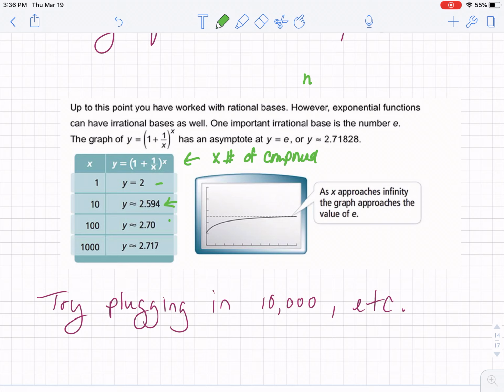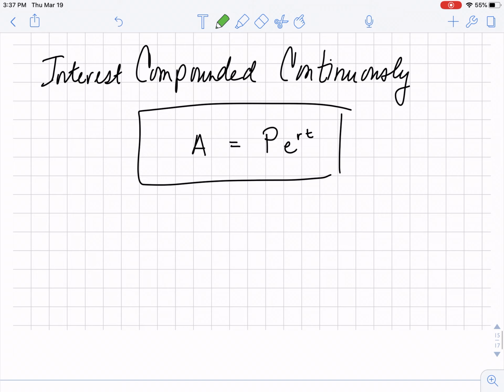Not much more. If I plug in 100, I only get that. If I plug in 1,000, I get that. If I plug in 1,000,000, I get somewhere around 2.718 something. If I plugged in 1,000,000,000,000, it would be a little bit higher than that. This number is called E, and that's how we get it. E is kind of like pi. It's a constant, an irrational decimal that goes on forever. We're going to use this formula for computing compounded continuous interest.